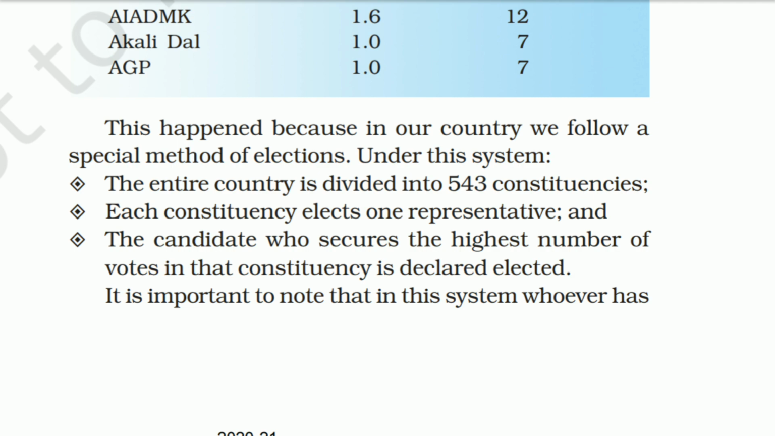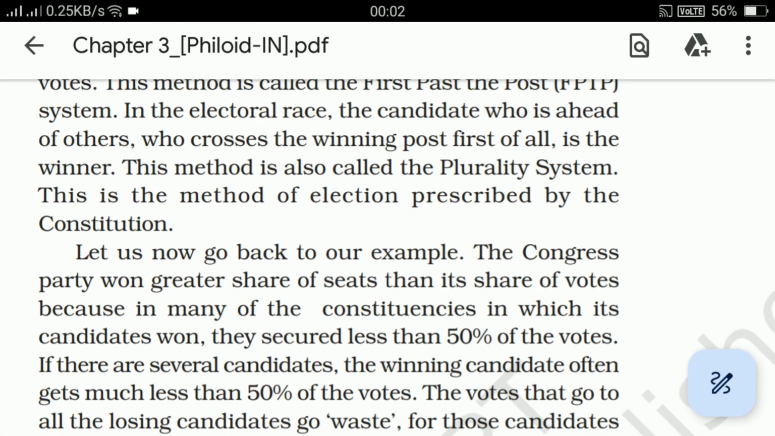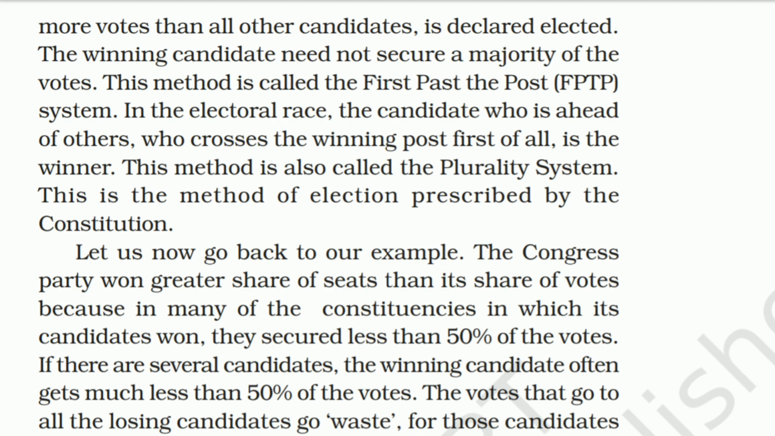Each constituency elects one representative, and the candidate who secures the highest number of votes in the constituency is declared elected. It is important to note that in this system, whoever has more votes than all other candidates is declared elected. The winning candidate need not secure a majority of the votes. This method is called the first past the post, or FPTP, system. In the electoral race, the candidate who is ahead of the others and crosses the winning post first is the winner. The method is also called the plurality system. This is the method of election prescribed by the Constitution.